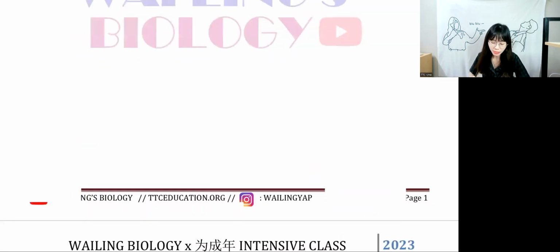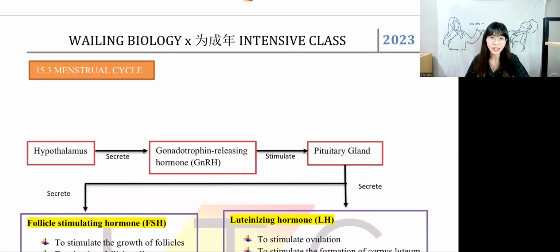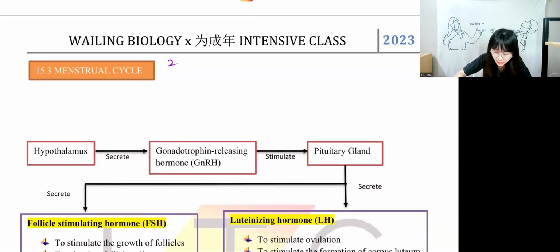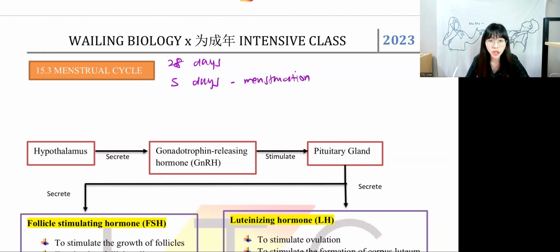So first, we have to know what is menstrual cycle. Menstrual cycle refers to a cycle where the women undergo every single month. The cycle is 28 days, okay? In these 28 days, the first 5 days is called menstruation, okay? It's known as menstruation.